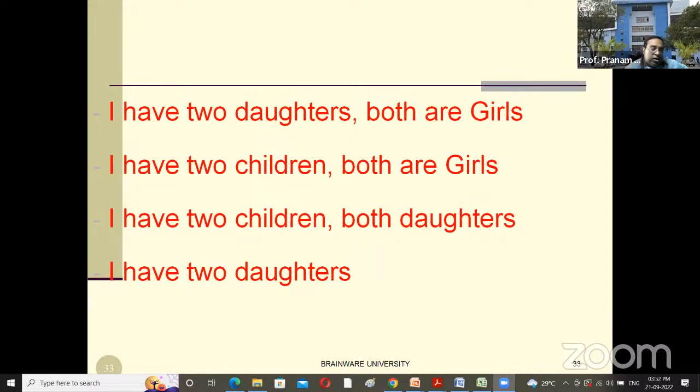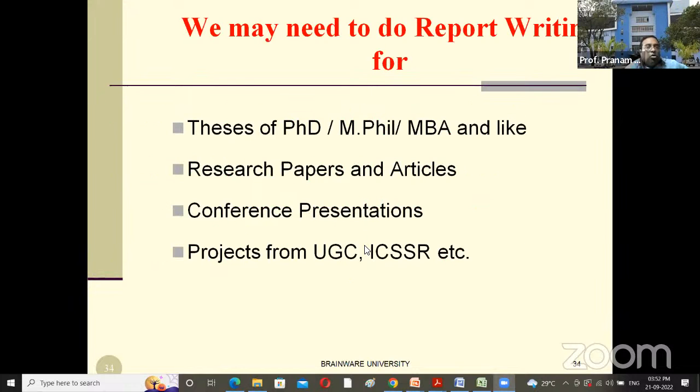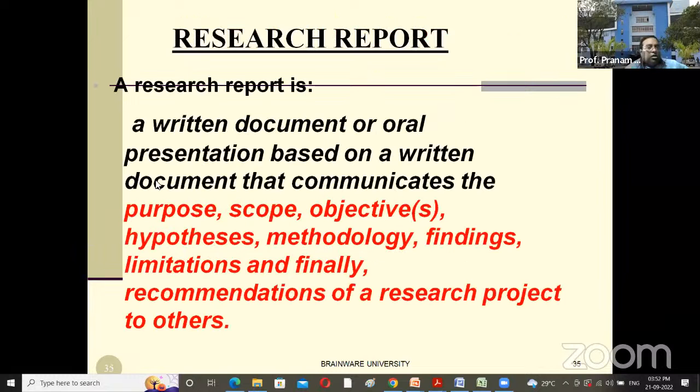Dealing with the business, that is, your business is to satisfy your adjudicator, satisfy your stakeholder, and satisfy your next generation researcher with the help of literature review, with the addition to the contribution of the knowledge. So we need to do report writing for thesis of MPhil, PhD, MBA, or like that, and for writing research papers and articles, for conference presentations, and for projects from UGC, ICSSR, etc.